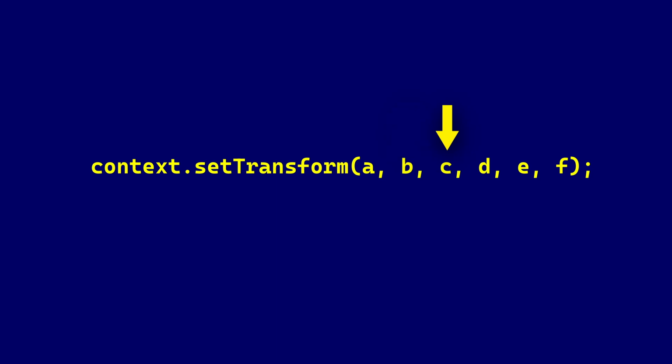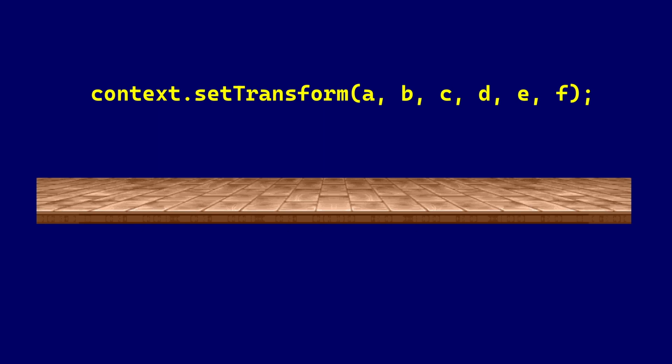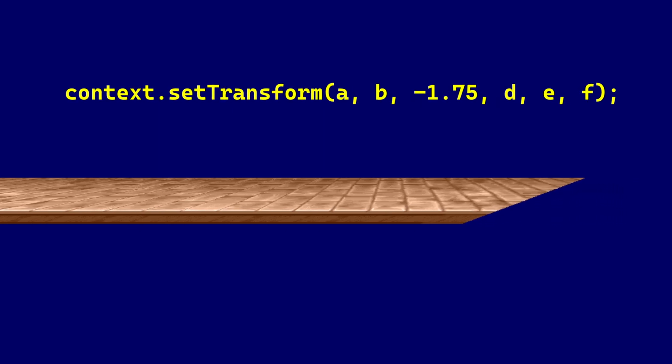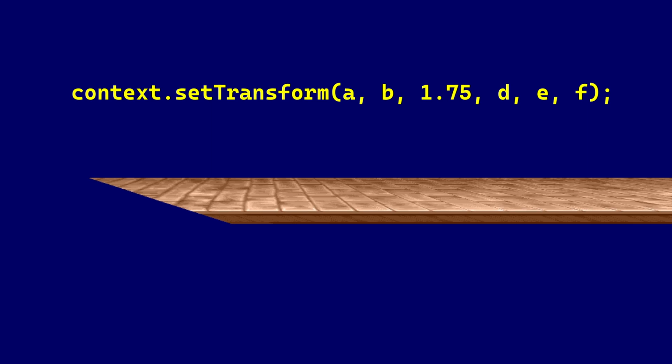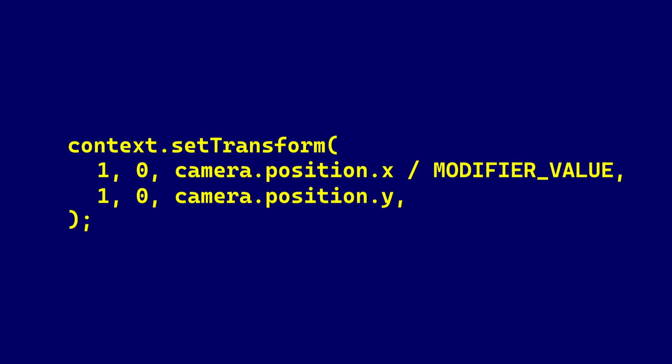Although to be fair, for the floor, we're only interested in the horizontal value. Applying a negative value here will make the drawing function skew to the left, whereas applying a positive value will make them skew to the right. And with all that's been said, that's all there is to it. If we apply a calculation based on the camera's X position to this value, this should give us the same effect as the original game.